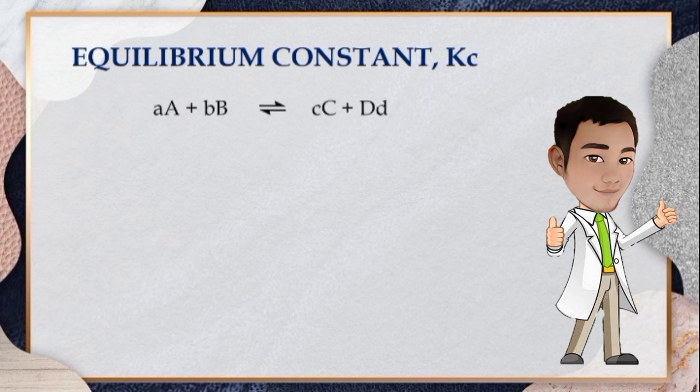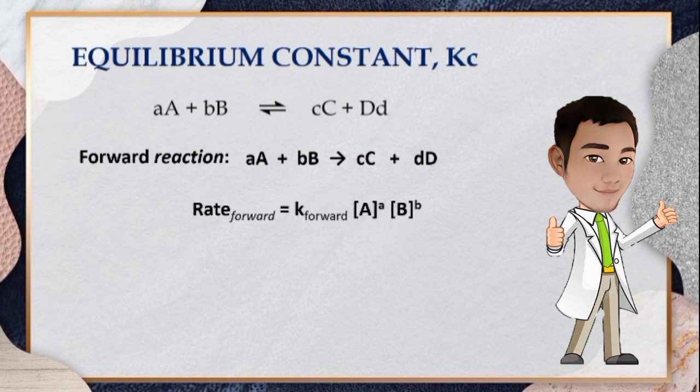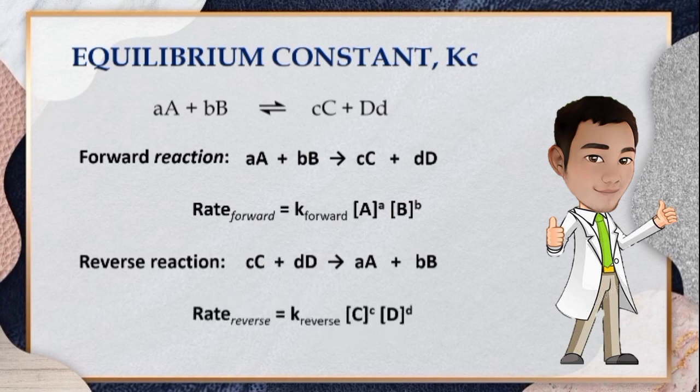Consider this general reversible reaction. This means that for the reaction of the reactants, referred to as the forward reaction, that is A plus B yields C plus D, the rate forward is equal to K forward, [A] raised to a multiplied by [B] raised to b. And for the reaction of the products, referred to as the reverse reaction, we have C plus D yields A plus B, or rate reverse is equal to K reverse, [C] raised to c multiplied by [D] raised to d.